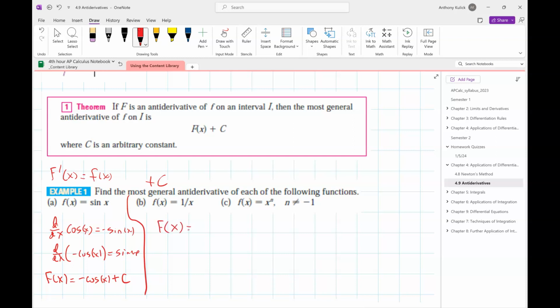Very good. And now I think technically speaking, I think they had an absolute value on the x. Why do I put the absolute value there? Can you do the natural log of a negative? No.